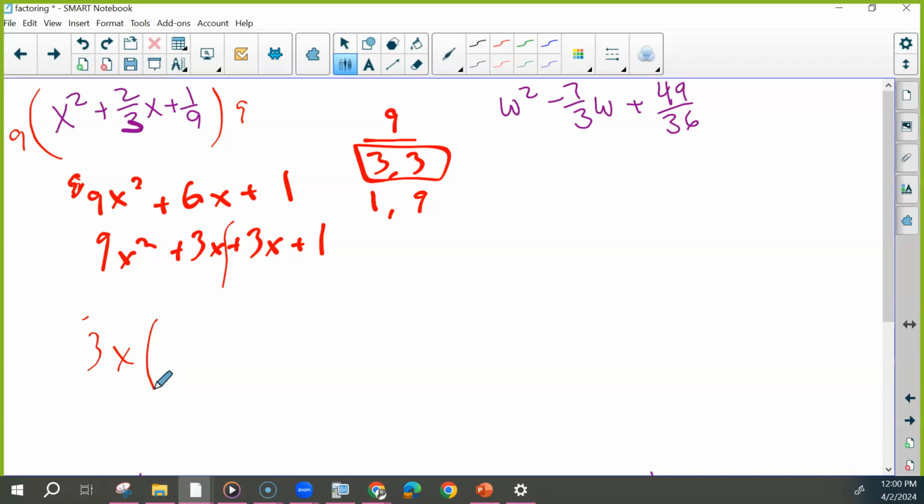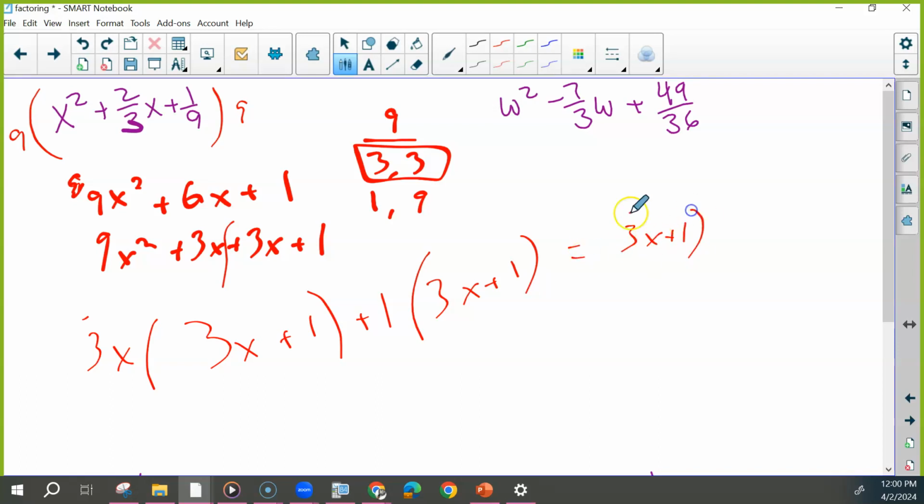What would be left? 3x plus 1. And then what could we divide out of these last two? 1. So if nothing else, always 1, leaving us with 3x plus 1. So we end up with 3x plus 1, 3x plus 1, or 3x plus 1 squared. And then I'm just going to show something about the answer.